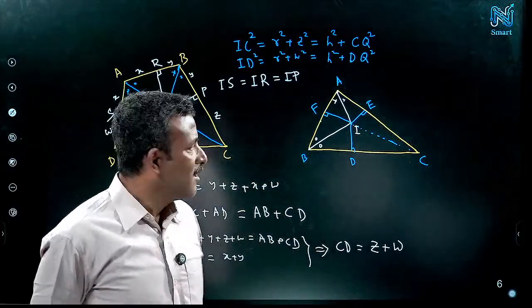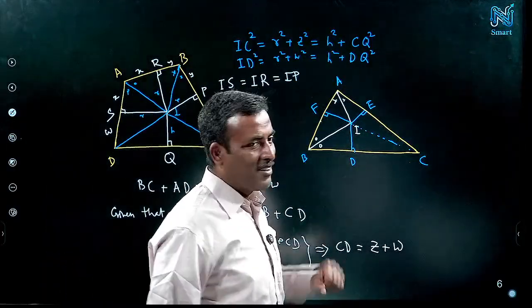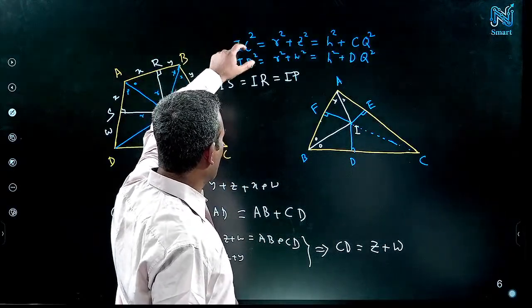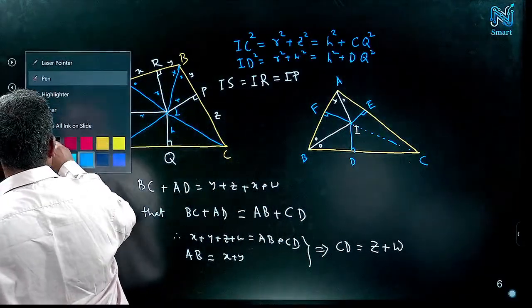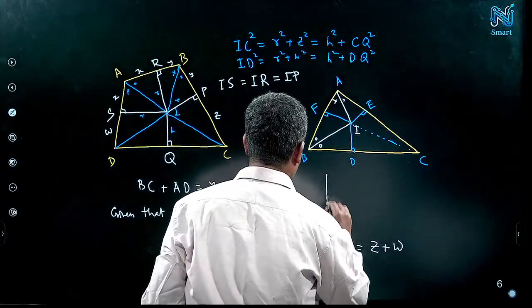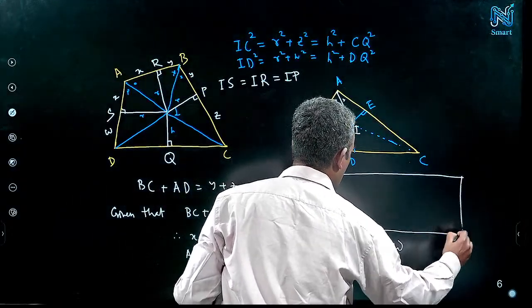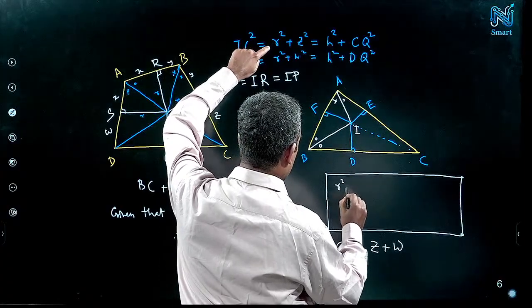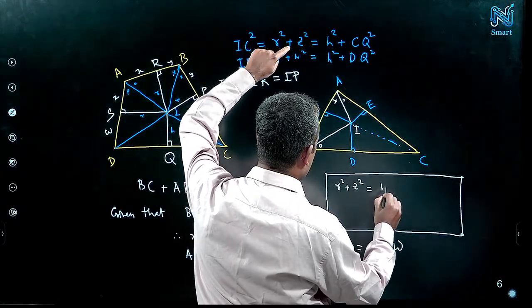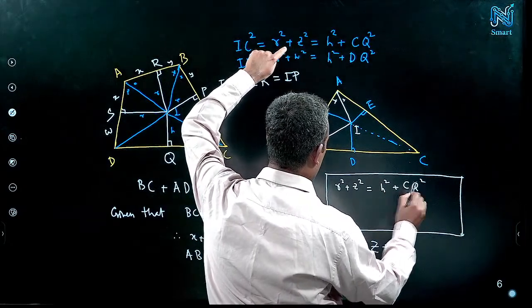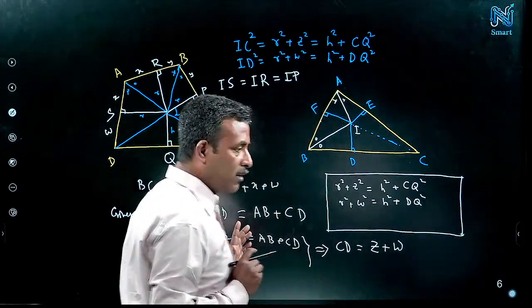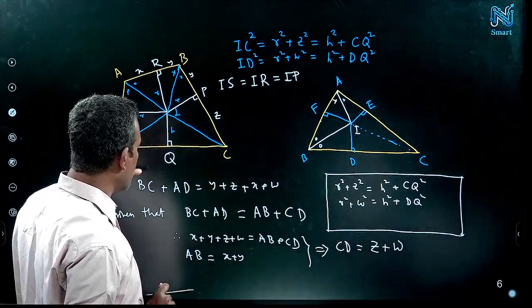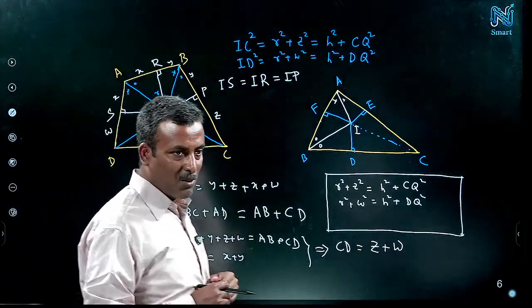Now, can we find something from these two? You can forget about IC square or ID square. So we have two different equations. R square plus z square is equal to H square plus CQ square. R square plus w square is equal to H square plus DQ square. And CQ plus DQ is z plus w, that also we have.